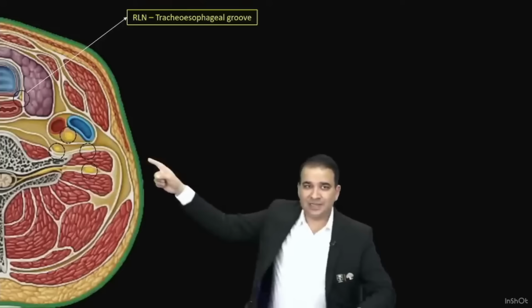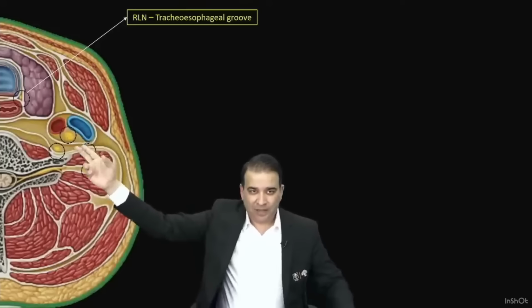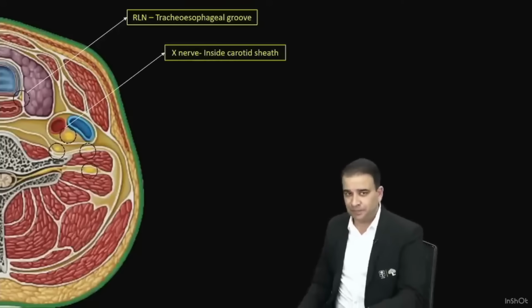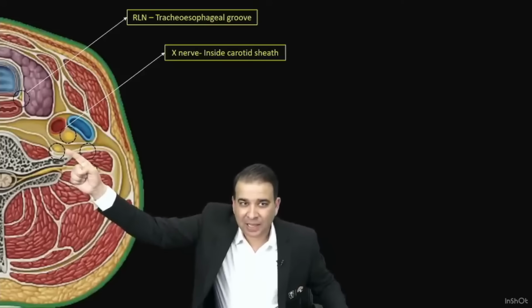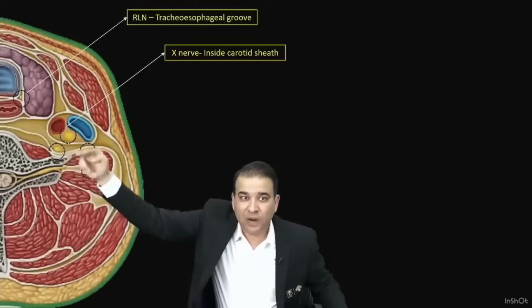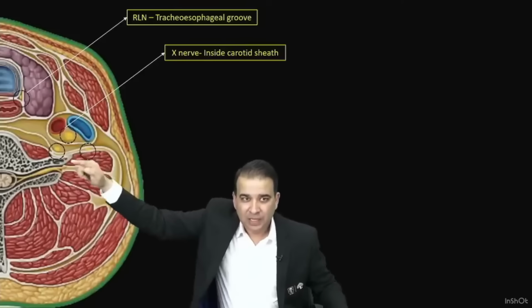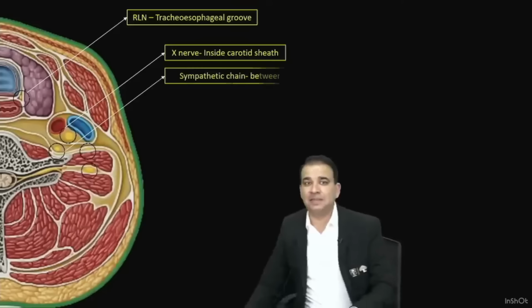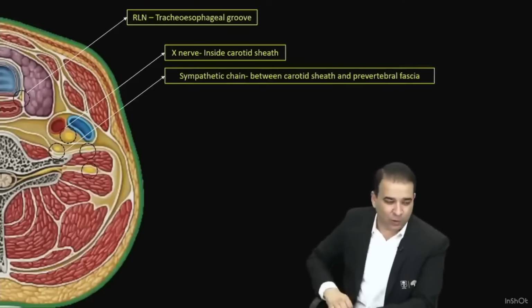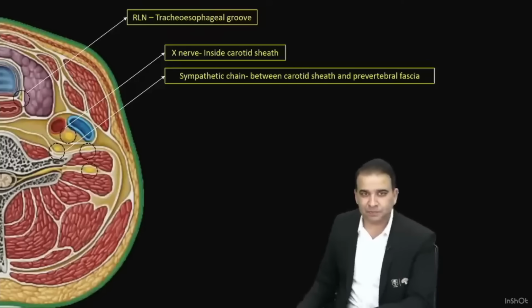The nerve that is present inside the carotid sheath, no question about that, is the vagus nerve, which is one of the image-based questions asked. Vagus nerve is present inside the carotid sheath. Look at the nerve, guys. Now look at that nerve over there, which is present behind the carotid sheath, but in front of the prevertebral fascia. That fascia is prevertebral fascia. So it is in front of the prevertebral fascia, but behind the carotid sheath, and that is the sympathetic chain. Sympathetic chain is between the carotid sheath and prevertebral fascia.